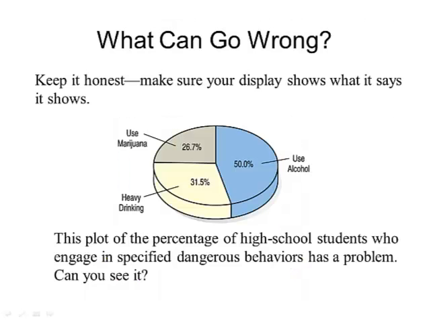Here's another example of something that could go wrong with the pie chart. It appears that this is 50%, but according to the pie chart, it looks like it's less than 50%. We have to keep it honest. Make sure your display shows what the data is saying.